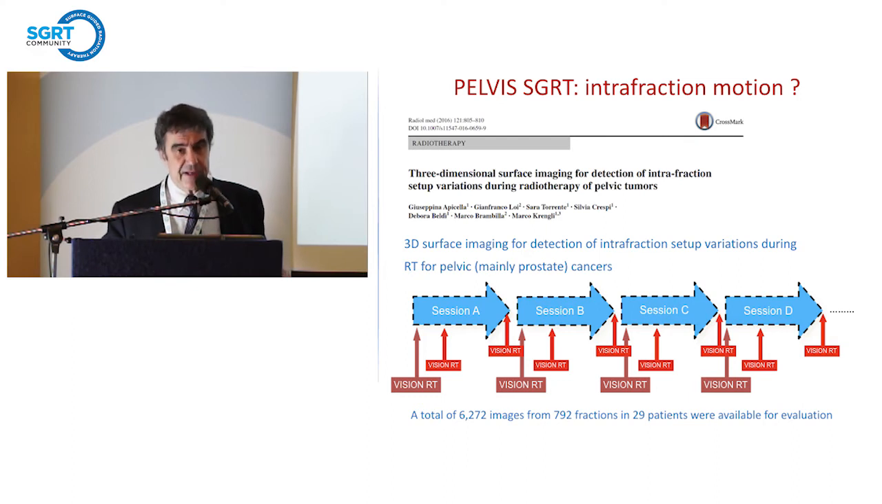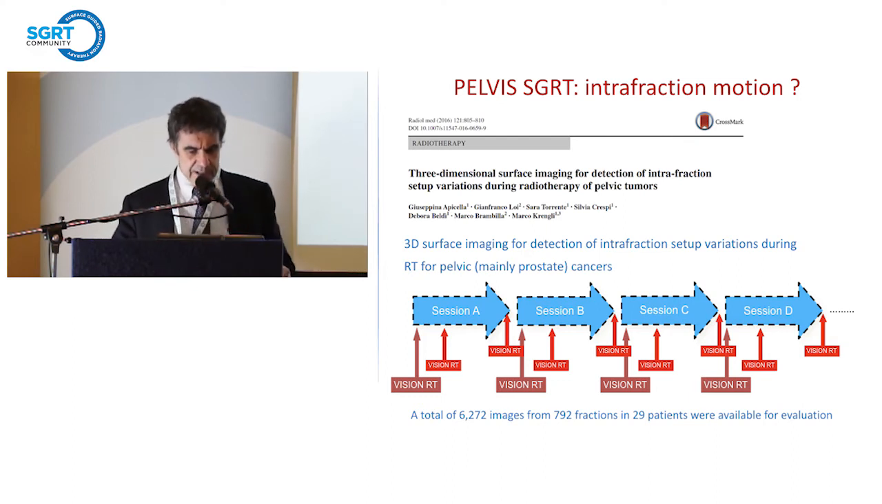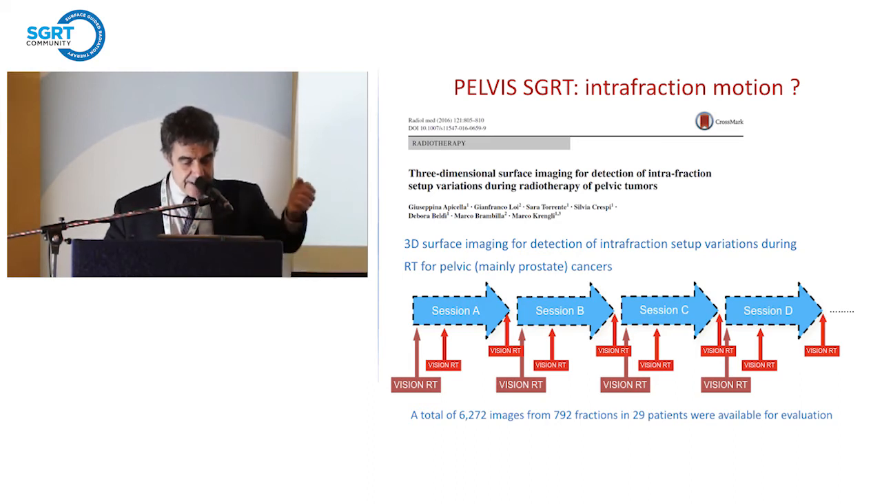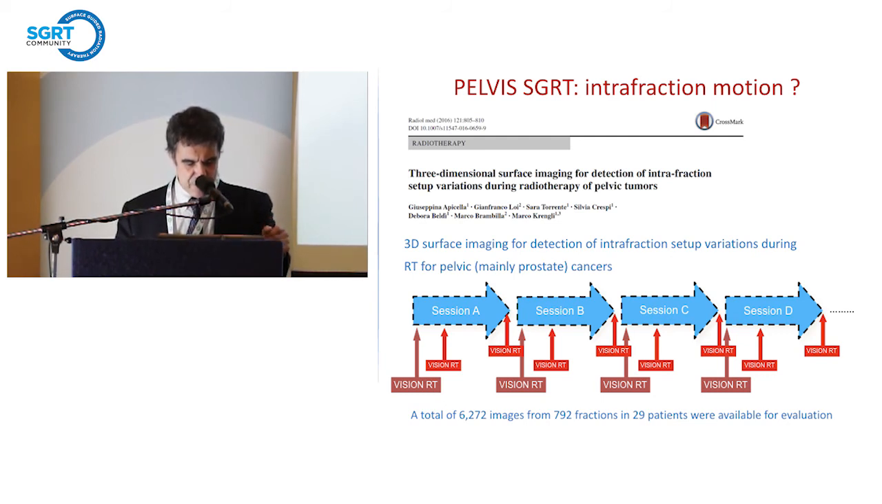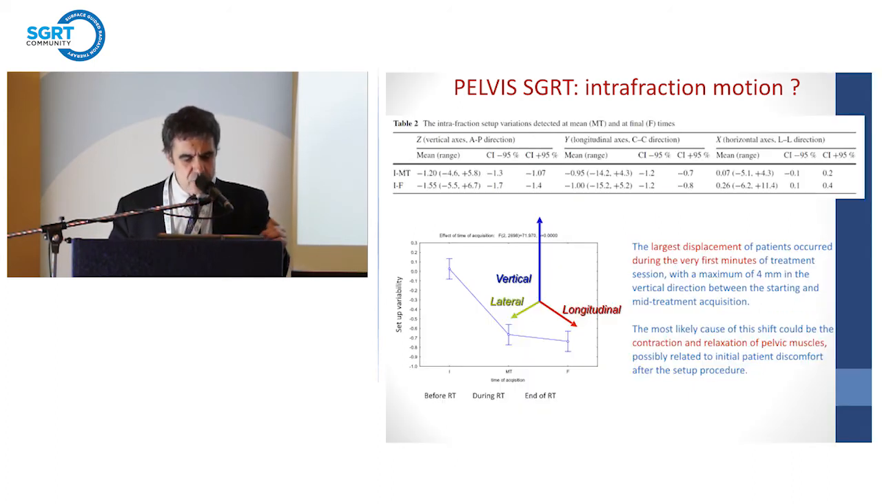Another issue that we tried to investigate and we found quite interesting was the intrafraction motion. Intrafraction motion, again, in pelvic tumors. And we decided to obtain images by AlignRT, not only at the start of the treatment, but also in the mid of the treatment and at the end of the treatment. And we obtained a quite large number of images, more than 6,000 images in 29 patients in almost 800 fractions. And actually what we found was quite interesting.